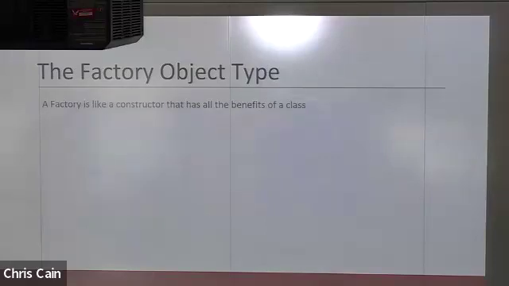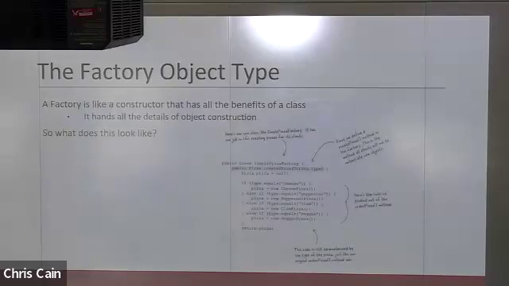So this is going to be a factory object. We're not at the factory pattern yet, but a factory object is again a constructor that has the benefits of a class rather than just the benefits of a method. So it's going to handle all the details of object construction. What do we mean by this? What does the code look like?